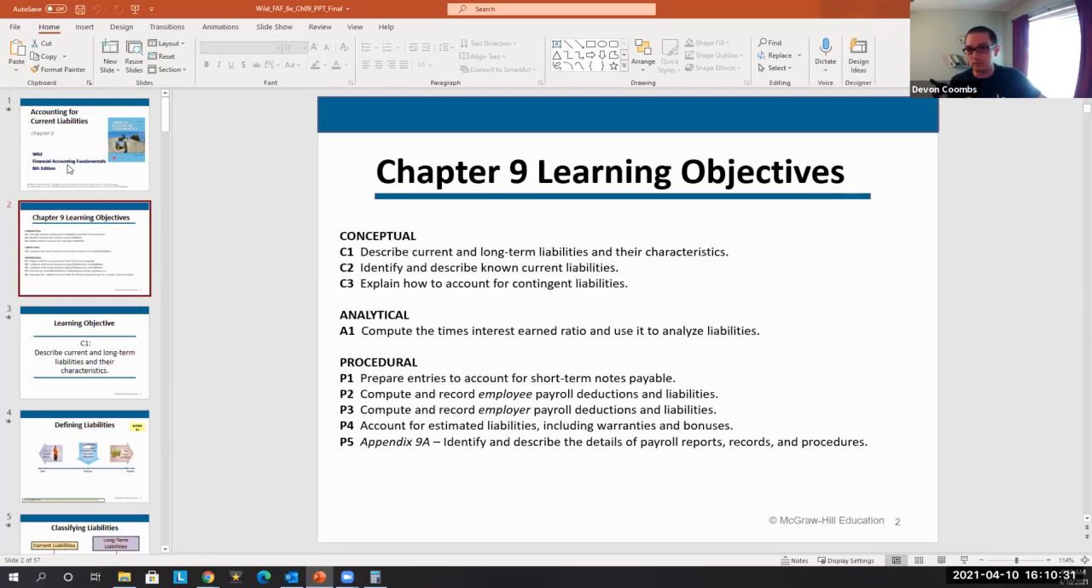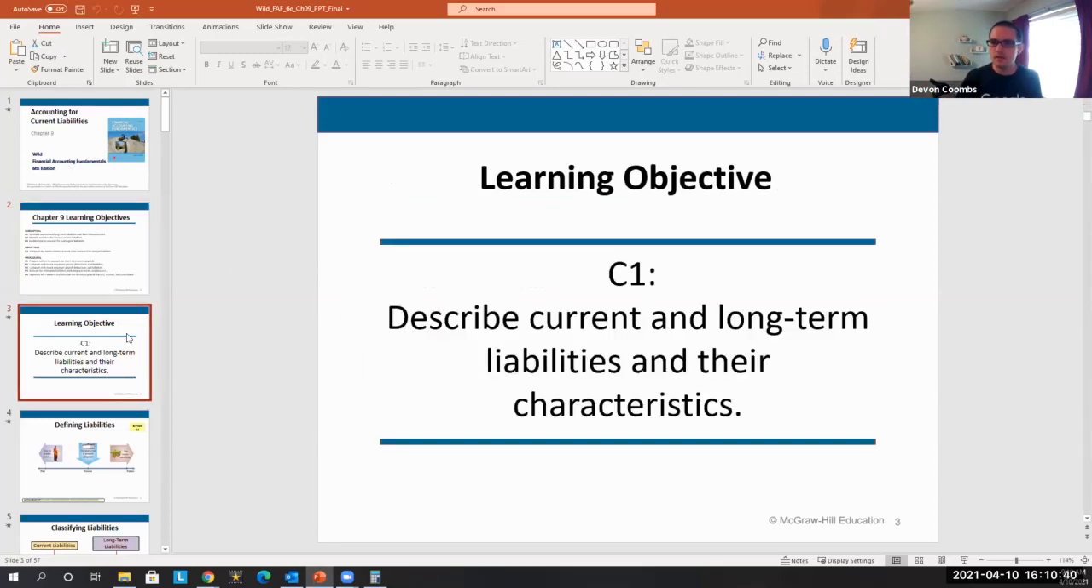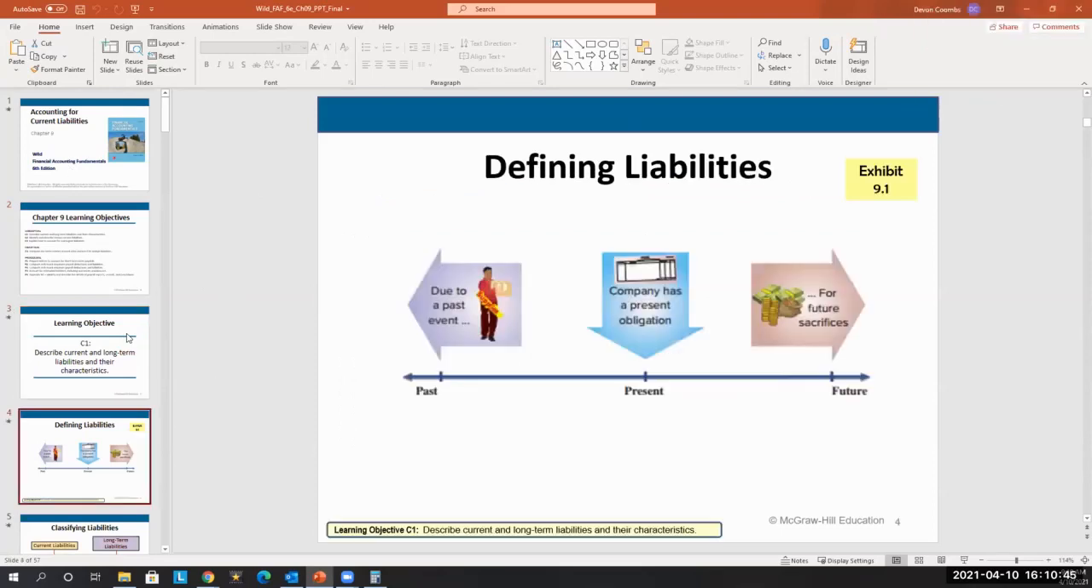So what are current liabilities? What defines their characteristics? How do we account for them? That's really what we're covering today. So what is a current liability, and what's a long-term liability, and what are their characteristics? We've talked about this a lot in class.